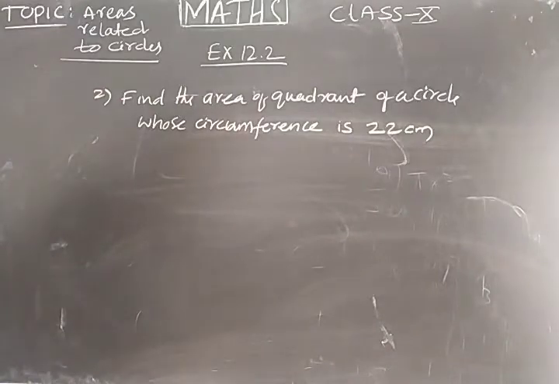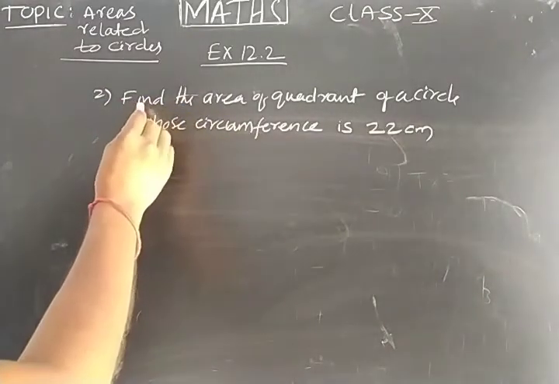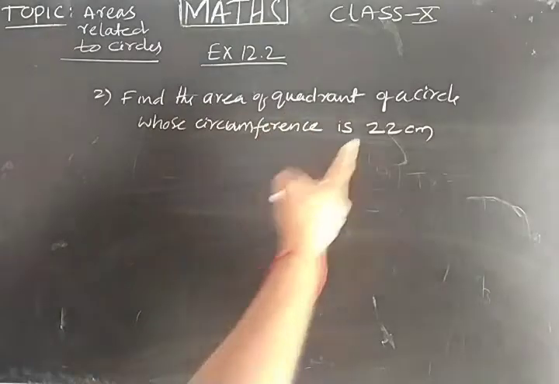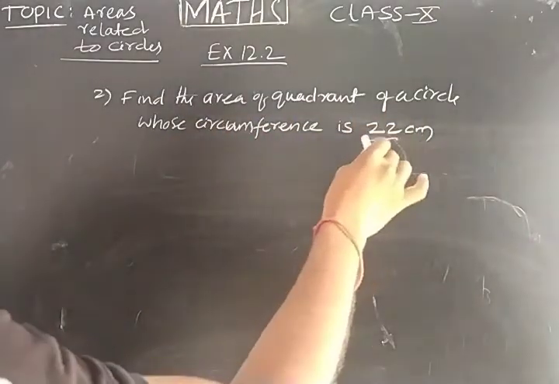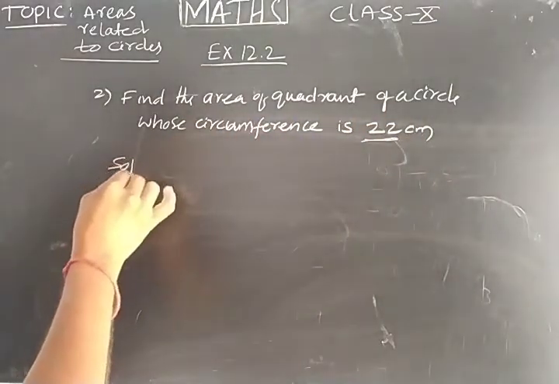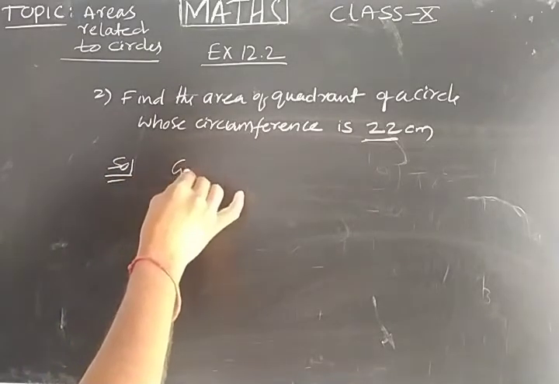Okay, right. Now see the question. What is given in the question? Find the area of a quadrant of a circle whose circumference is 22 centimeters. Solution. I am going to solve this. First of all, write the given information.